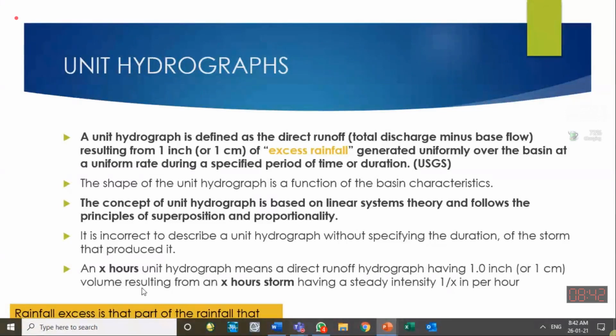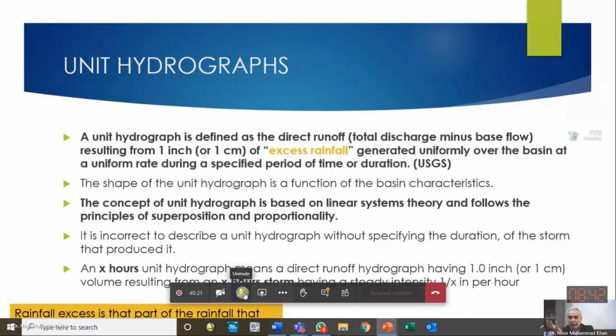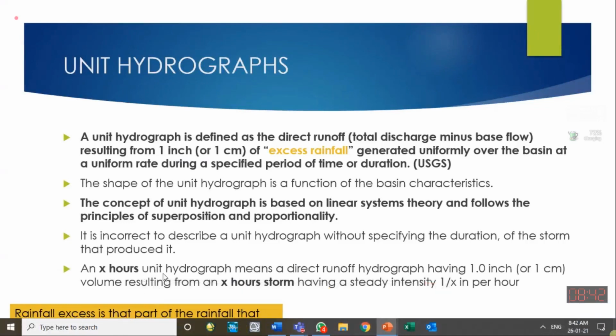Hopefully you understand that volume can be specified in depth unit, because I have stated these things several times. How can it be done? For example, if I have got a rainfall in the whole catchment equal to 100 cubic meter, can I convert it into depth unit? Divide it by catchment area. So an X-hour unit hydrograph means a direct runoff hydrograph having 1 inch volume resulting from an X-hour storm.